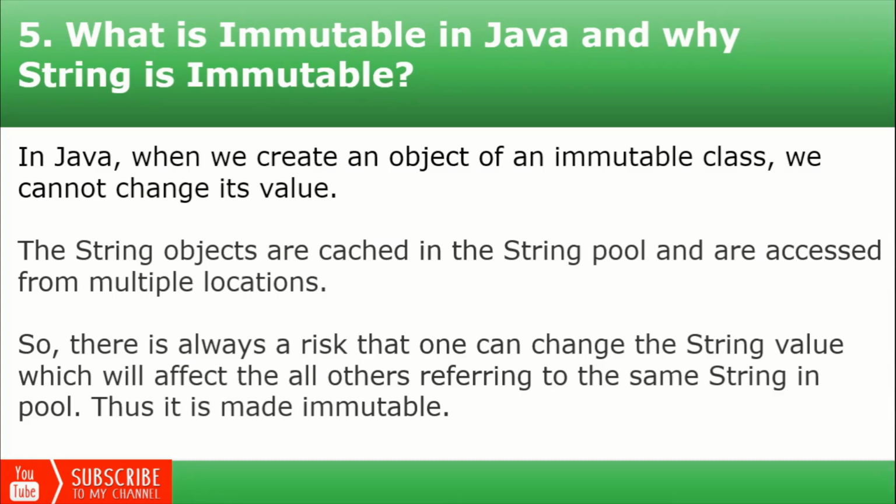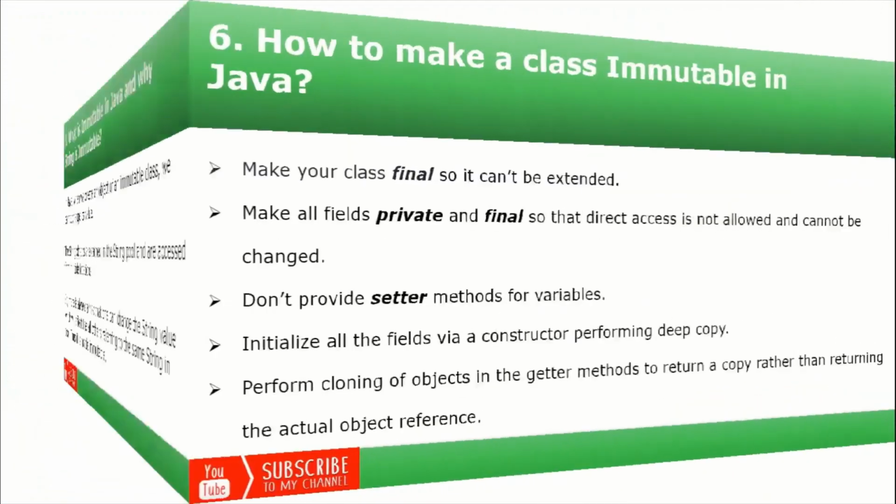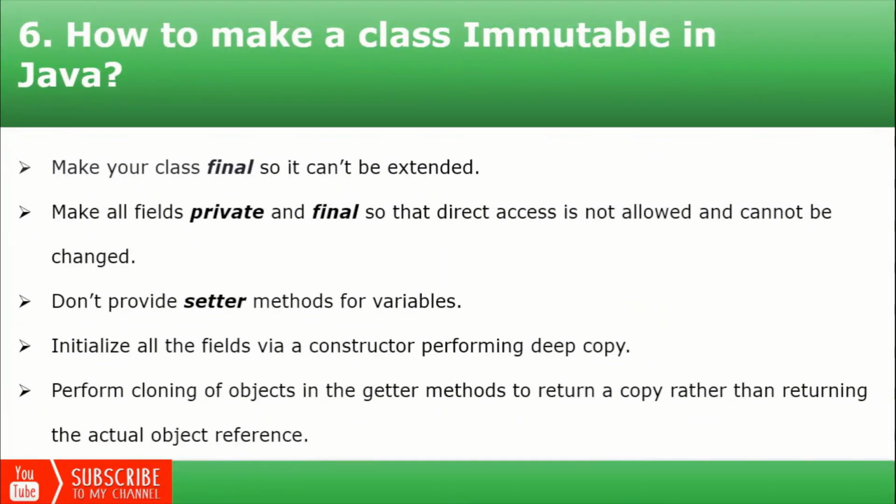The follow-up question to that will be how you can make your own custom class immutable. There are a few steps that you need to take to make your own class immutable. The first one is you need to make your class final so that it cannot be extended by any child class.